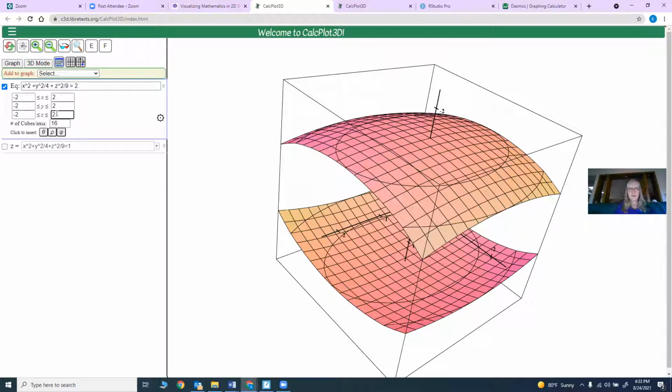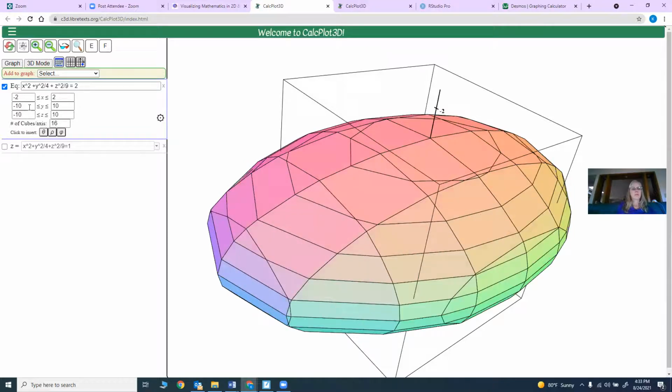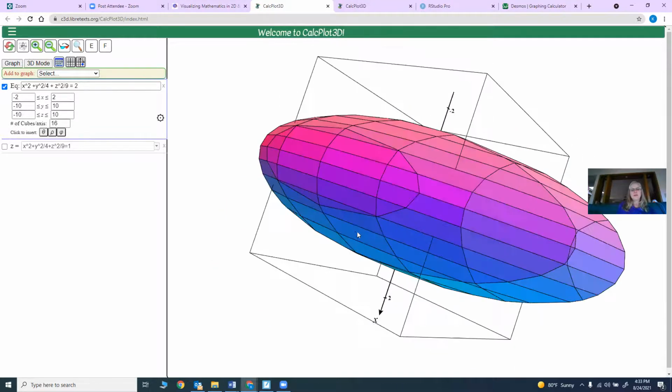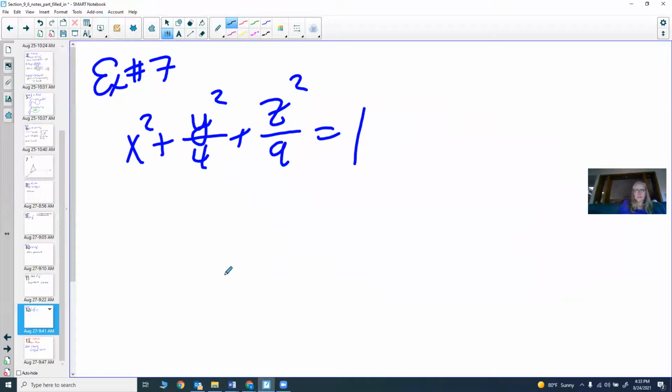I'm going to let the z's go all the way to, let's go minus 10 to 10. And I'm going to let my y's go a bit farther out, take those out to minus 10 to 10 also. And what you see is it looks almost like a football. And this is known as an ellipsoid. So this graph here is an ellipsoid.